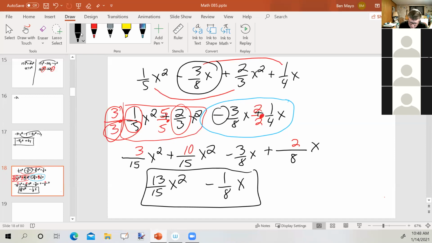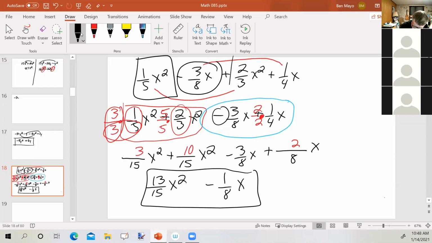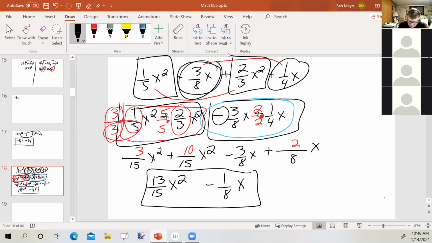I rearranged the terms. I took this term and this term and put them together because they were both x squared. And then I took this term and put them together because they were both x. So this term went over here and this term went over there. That's why the sign switched, because I moved the terms. Okay. All righty. Anything else? Okay.